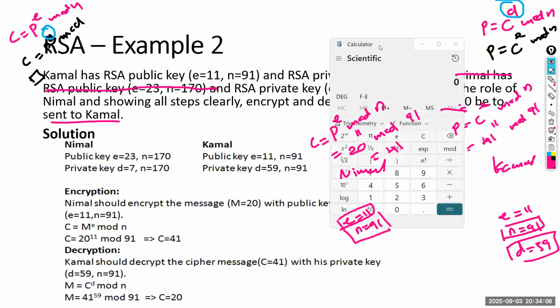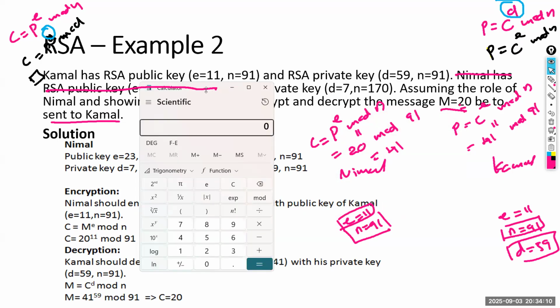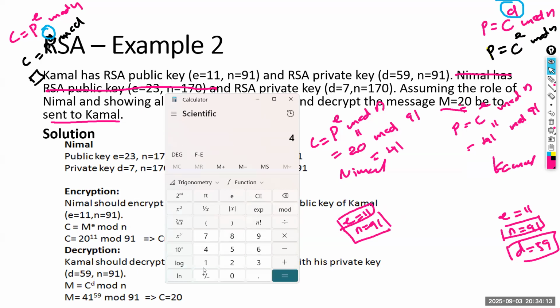Of course, without a calculator, you can't do this. How can you find 41 to the power 11? It is this. Then you need to find mod 91. If you get 20, it's correct. Yes, we get 20. So yes, it works. You just need to show that it is working. You need to do this calculation and show that yes, we are getting back 20.